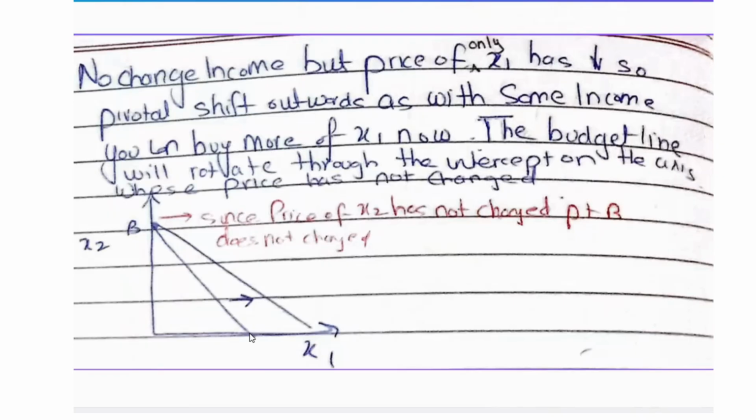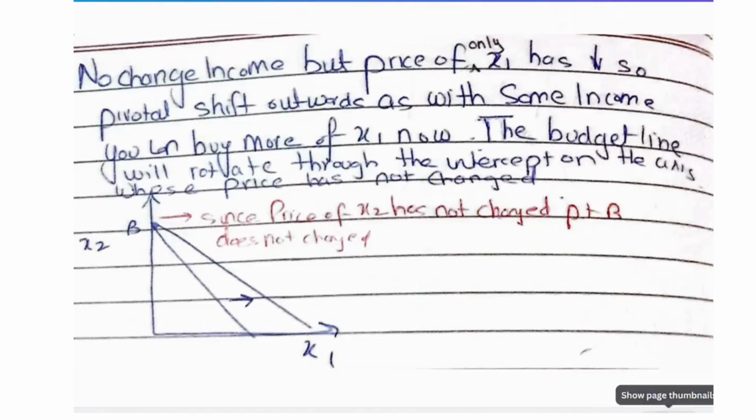So if you're using your income just to buy x1, the amount that you can buy just of x1 has gone up because the price of x1 has gone down. And when the price of only one good changes, in this case x1, the budget line will rotate through the intercept on the axis whose price is not changed. In this case, it will rotate through the intercept on the y-axis because price of x2 has not changed. Since price of x2 has not changed, point B does not change.